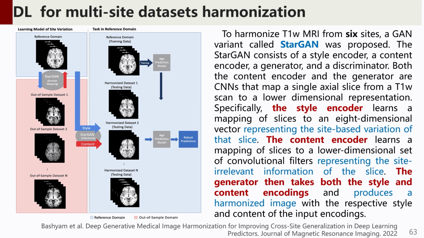Here, one is a style encoder, another is a content encoder. And then the generator tries to combine both the style encoder and the content encoder from each site, trying to produce a harmonized image with both content and style, which is very interesting and useful.